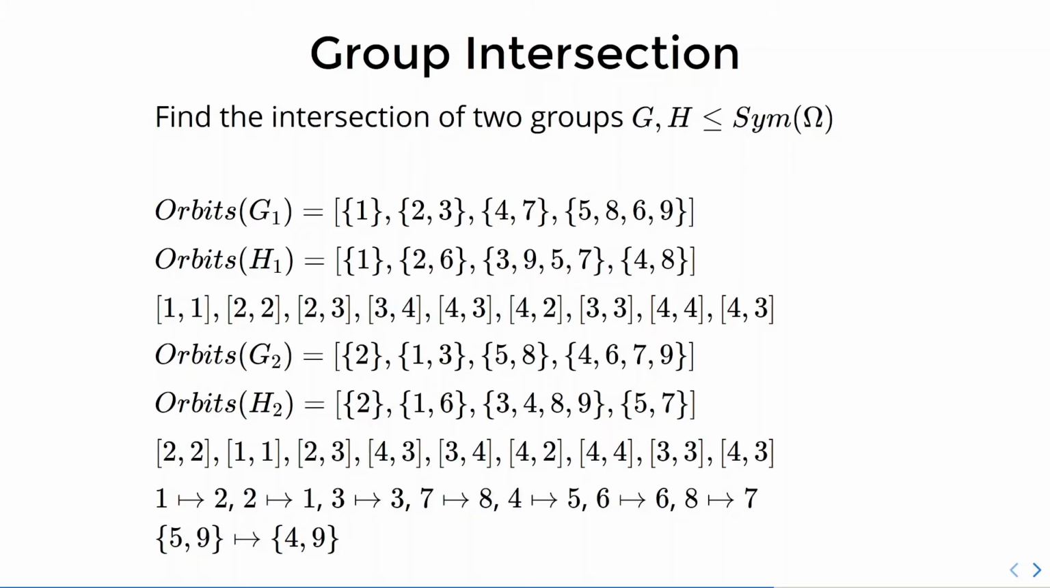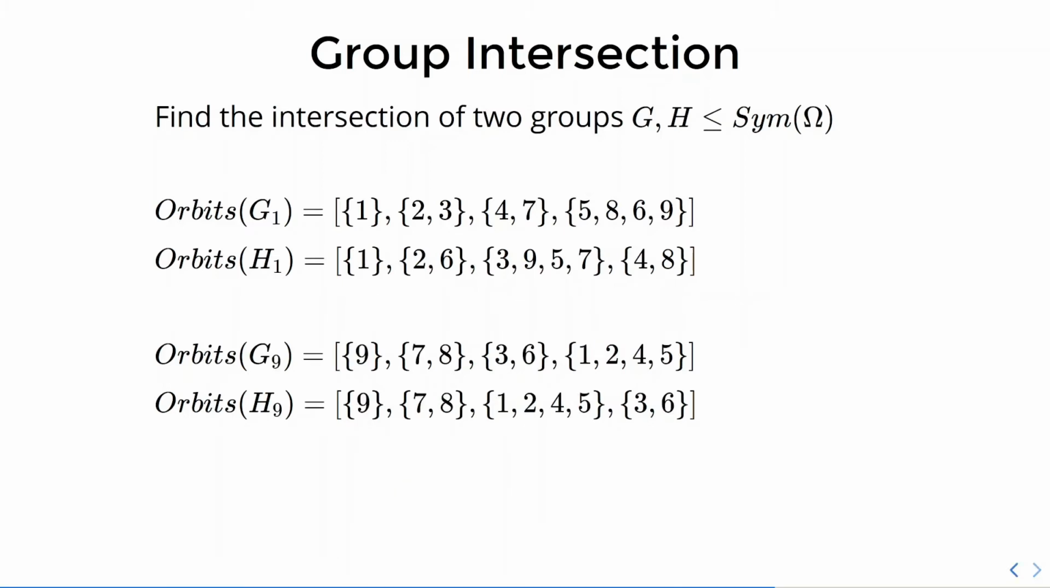So if there is a permutation in G intersect H which maps 1 to 2, it maps 2 to 1, 3 to 3, 7 to 8, 4 to 5, 6 to 6, 8 to 7, and the pair 5, 9 maps to the pair 4, 9 in some order. But we don't know what that order is. So we could do a recursive search to find it.